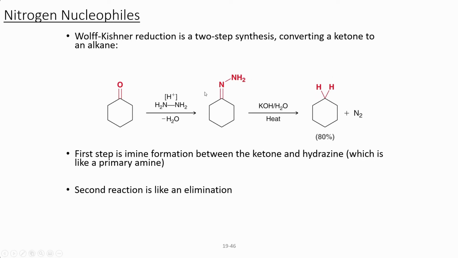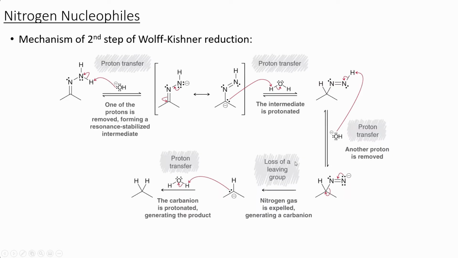And this is going to go through this imine intermediate with hydrazine, so two nitrogens, two amines bonded together. This intermediate is actually called a hydrazone. And then we undergo an elimination reaction to form the alkane. So in the first step, we have the formation of the imine, and this is going to be the same mechanism that we looked at for the formation of a primary imine.